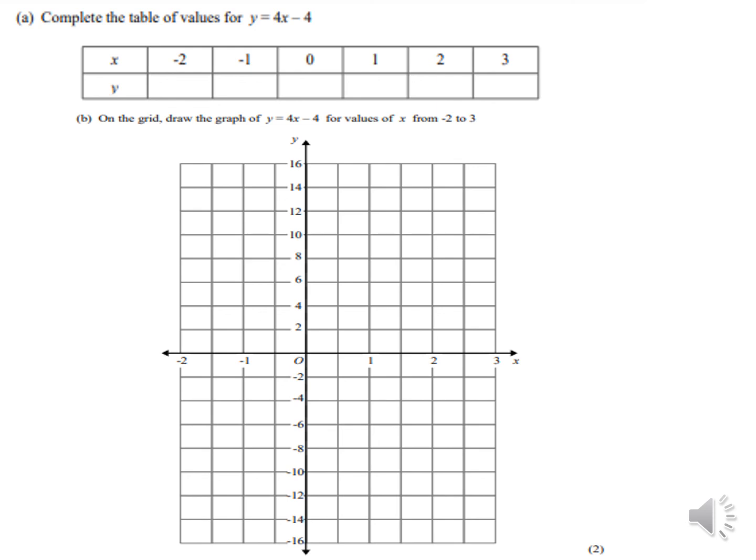What I would like to do now is find and complete the table of values for the equation y equals 4x minus 4. And on the grid, draw the graph of y equals 4x minus 4 for the values of x from minus 2 to 2.